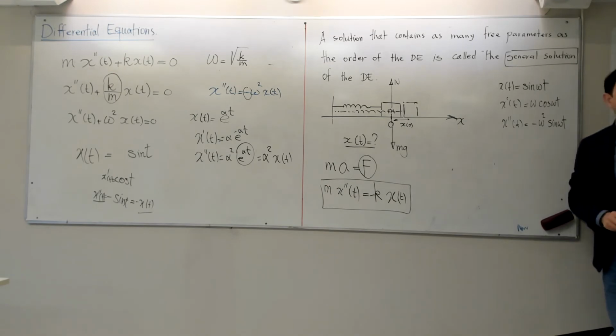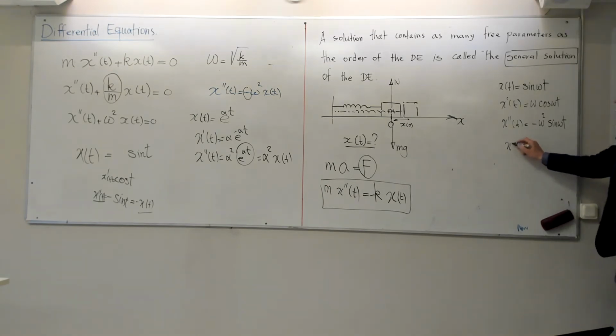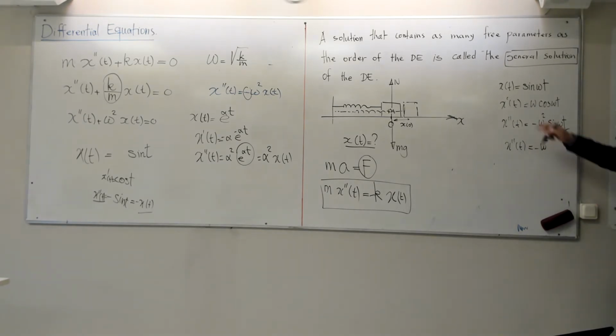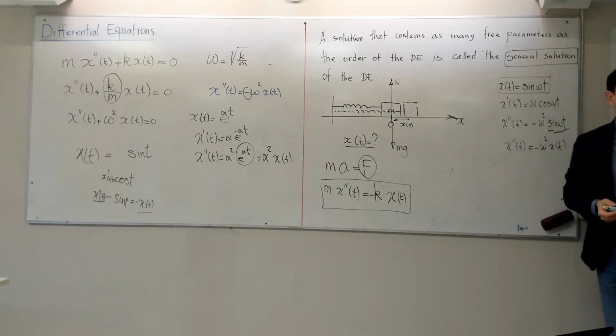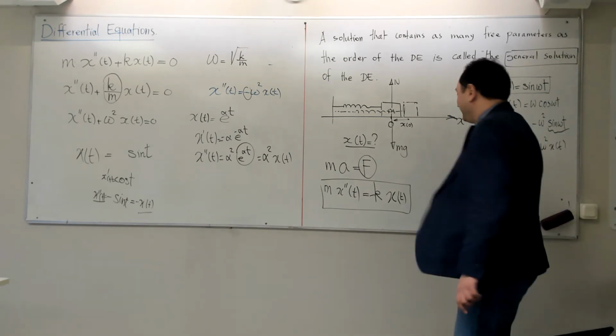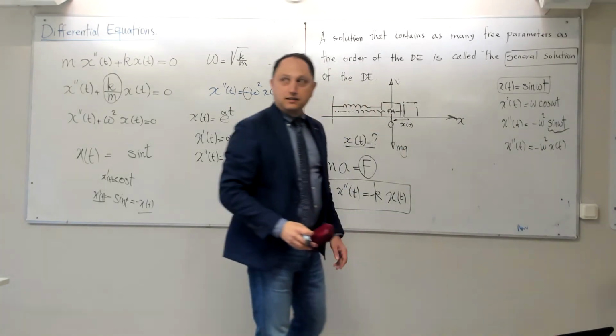Yes? And then what happens? X double prime of t, I put minus omega squared times sine omega t. What can I put here? I can write this back again as x of t. So, do you agree that this guess was the right answer to this? Yes or no? Yes. Okay. Keep it here.